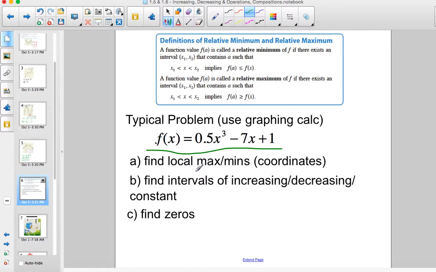All right, so if you did this, the local maximum, you should have gotten negative 2.16, 11.08. The local minimum, you should have gotten positive 2.16, negative 9.08. And then for increasing, you're going to use just these x coordinates. You don't need the y's. But the increasing, you should have negative infinity to negative 2.16 in union with positive 2.16 to infinity. And then decreasing just in between, negative 2.16, comma 2.16. Right? Always parentheses. And then your zeros, 3.67, 0.14, negative 3.81.